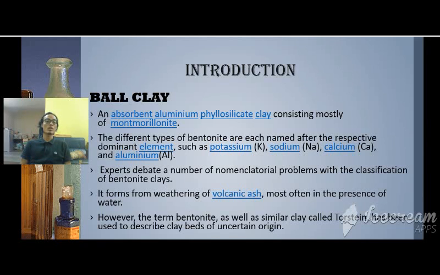The first one is bauxite. We know that bauxite is an absorbent aluminum silicate clay consisting mostly of monomer. The second one, the different types of bentonite are each named after the respective dominant element such as potassium, sodium, calcium, and aluminum. Experts debate a number of nomenclature problems with the classification of bentonite clays.